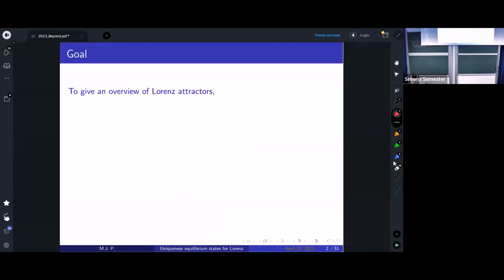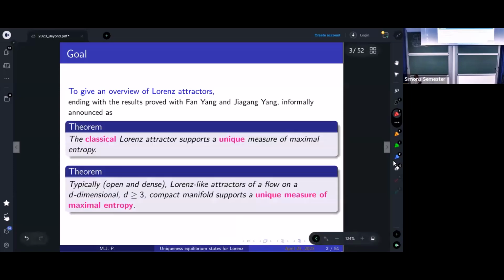Okay, the goal of this talk will be to give you an overview of Lorenz attractors, ending with the results with Yang and Jiagang, informally announced as: the classical Lorenz attractor supports a unique measure of maximal entropy. And another theorem is that typically, this means that for an open set, Lorenz-like attractors of a flow on a d-dimensional compact manifold with d bigger or equal to 3 support a unique measure of maximal entropy.